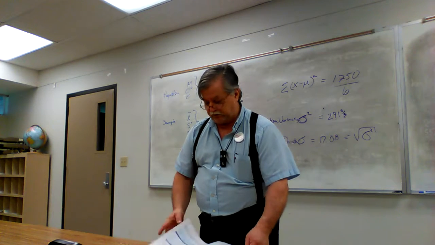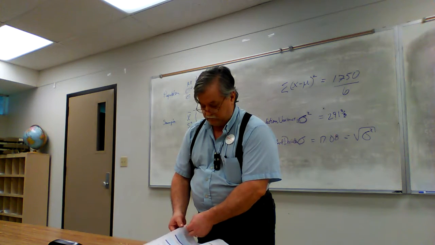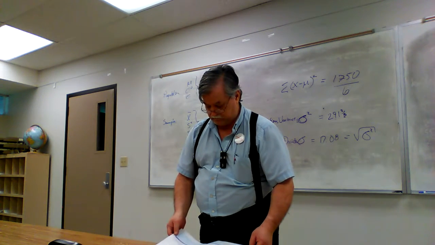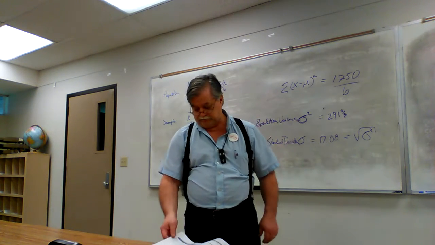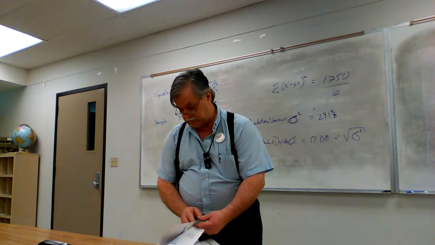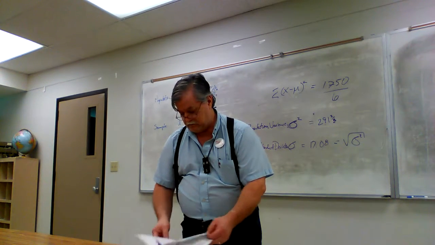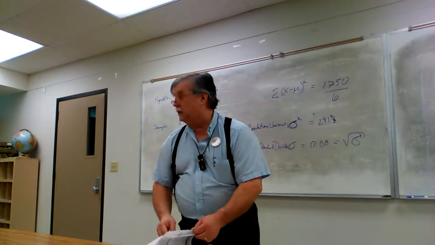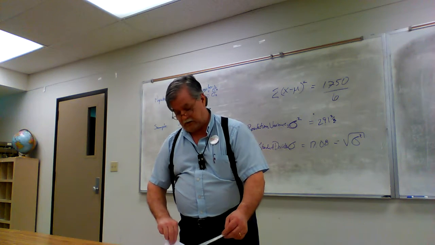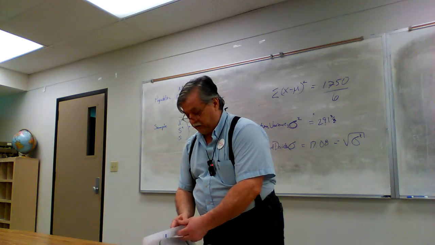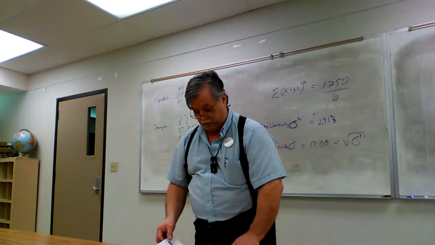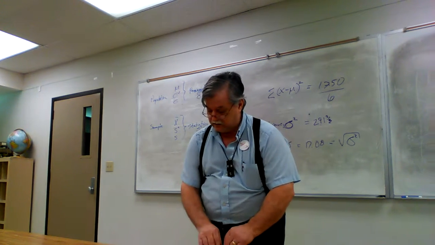There's a couple of rounding rules I want to mention. We're not running out of time yet. I still want to talk about coefficient of variation, range rule of thumb, Chebyshev's theorem, and the empirical rule, or the normal rule.